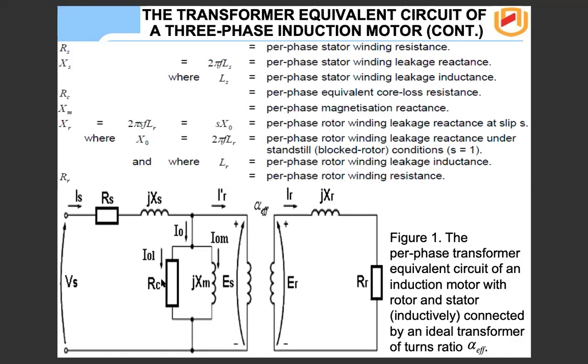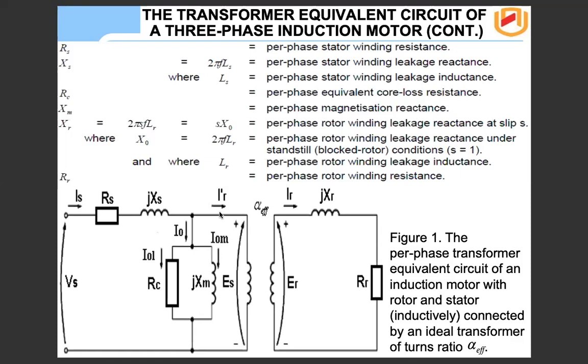We also have magnetizing reactance, because there needs to be magnetization. It's still some sort of a transformer, so some current needs to be drawn for it to operate even on no load. These terms we already know. This is the no load loss, and this is the no load magnetization current.